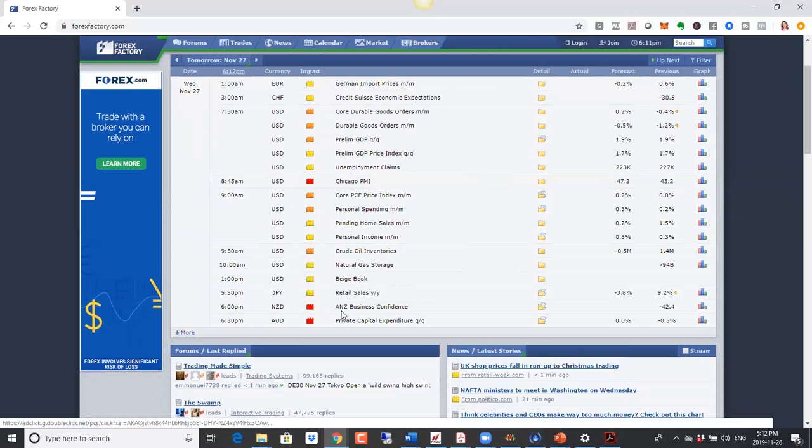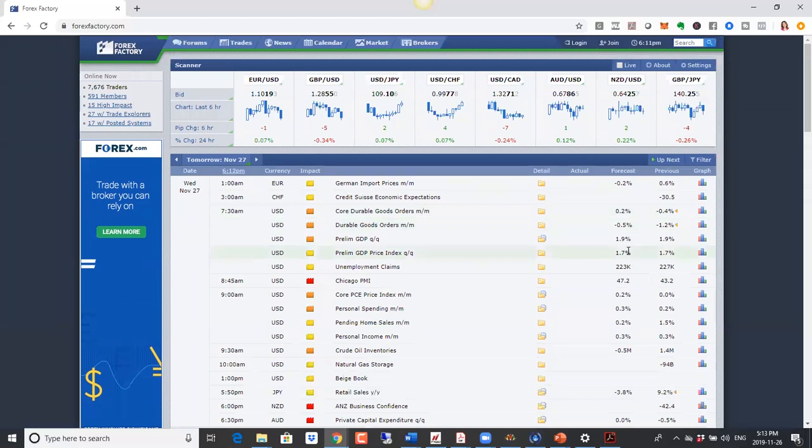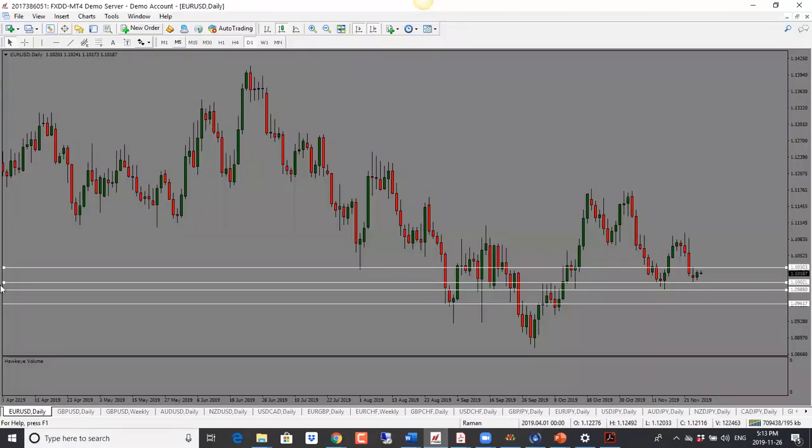Tomorrow in the Asian session, we do have the business confidence numbers and capital expenditure numbers for Australia, and then business confidence numbers for New Zealand here. So these numbers are important actually. If we see a drop in the business confidence numbers, we're likely to see the New Zealand dollar drop because that would not be good for the overall economy. That will show us that the economy may be looking to take a bit of a dive. So that's what we have here. Let's go on to our charts now.